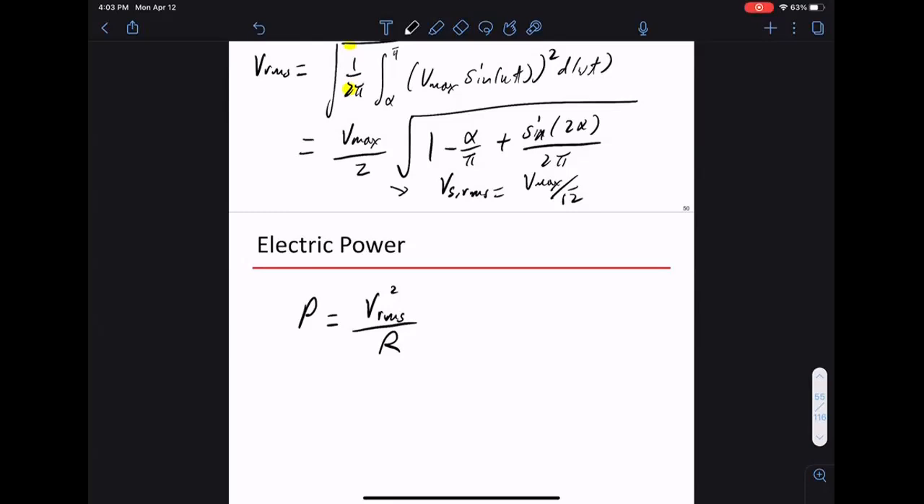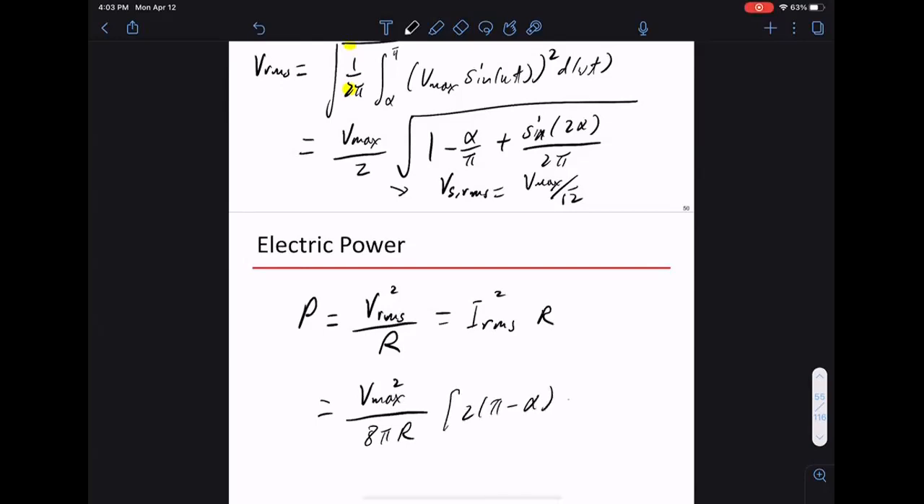It's the same reason that for AC waveforms, we cannot look at the average. Same thing happens here. So this is, of course, IRMS squared over R. So we can square everything, right? This is Vmax squared over 8 pi R, 2 pi minus alpha plus sine 2 alpha. Again, you get this equation by just squaring this.